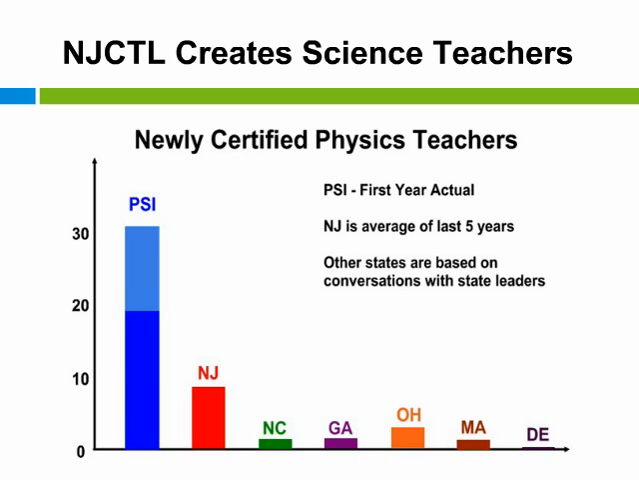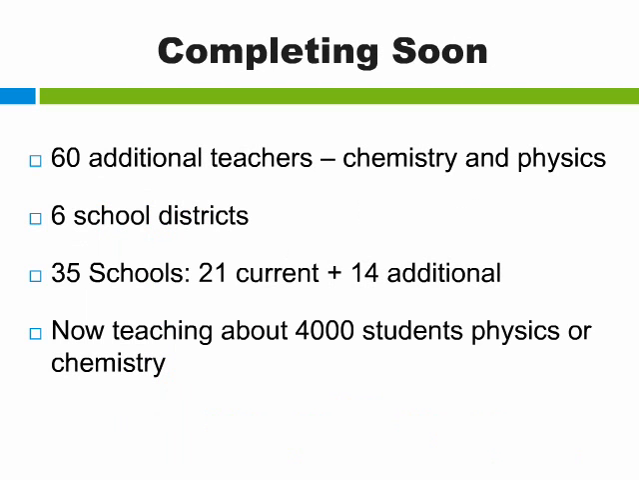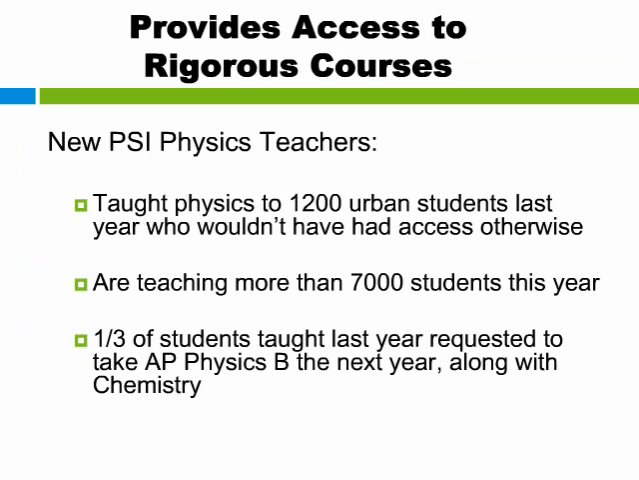On this bar graph, you'll see other states. New Jersey is shown as the average over the last 5 years, about 8 physics teachers a year. The other states were based on conversations with people from those states who tell me that these numbers are basically between 0 and 2 physics teachers a year. So in our first year out, we've produced a lot of new physics teachers compared to what all the universities are doing. We have 60 more teachers that are going to be completing their work in May and June. And about another dozen or so just started, and we expect another 20 or 30 to start this summer.